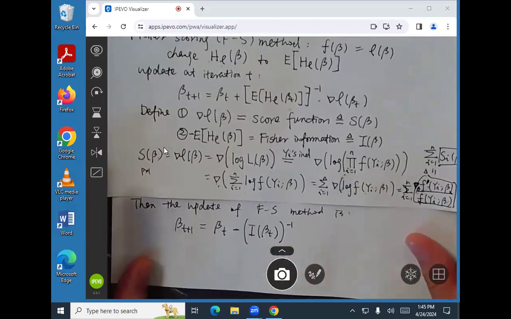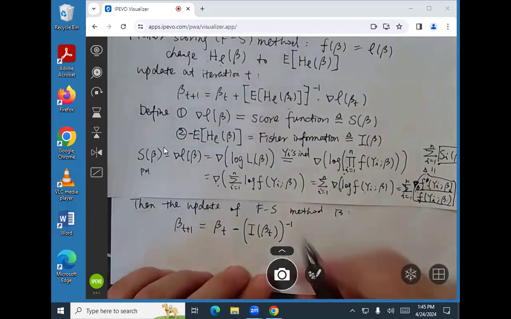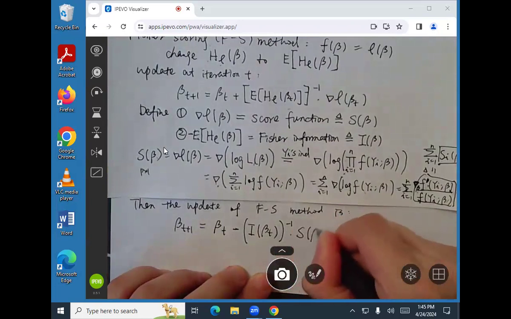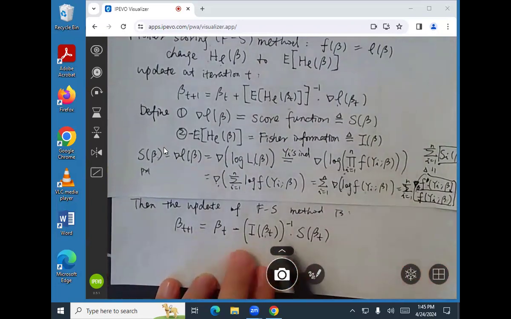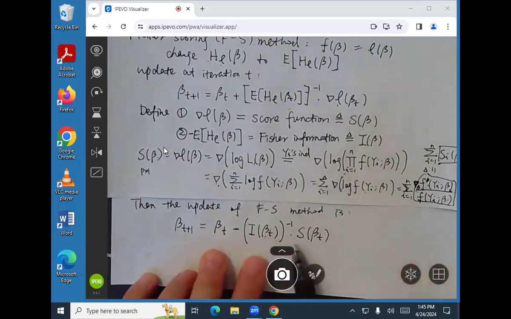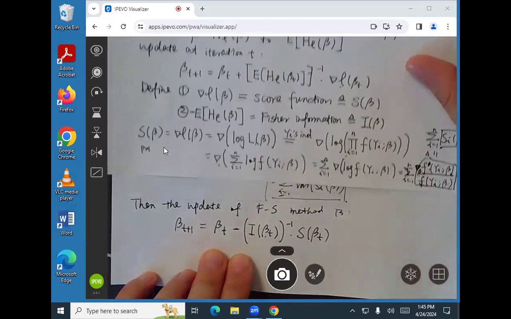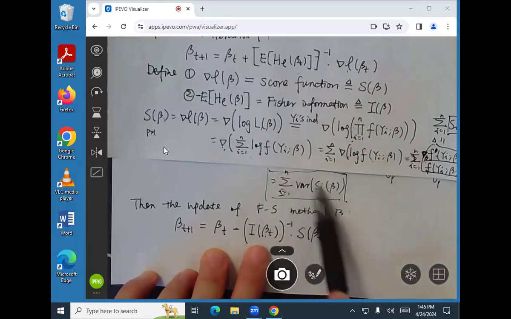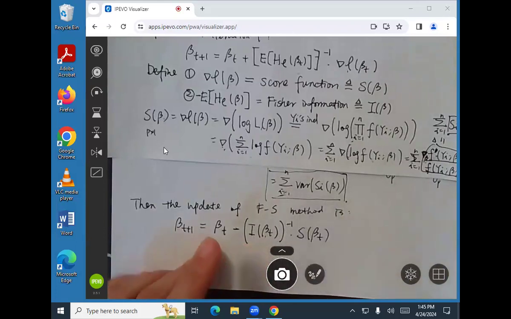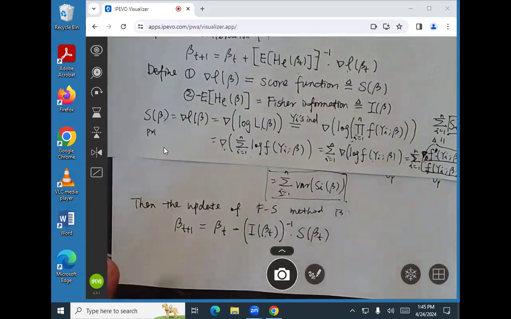Scroll up a little bit. Inverse times the scoring function at beta t, because we defined the gradient, the log likelihood scoring function. So we're just changing everything to our new set of notations. Okay. And if you go one more step, you're going to replace this Fisher information by this formula, the summation of the variance covariance matrix of the score of the ith item in the scoring function.